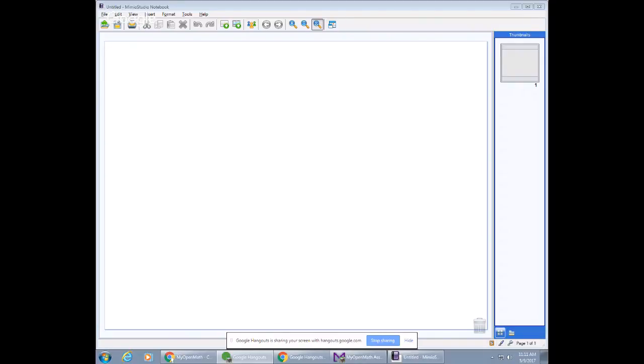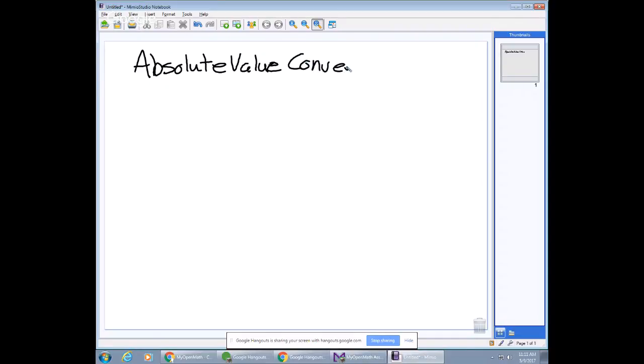Okay, so today we're going to take a look at absolute value convergence. The kind of flip side to absolute value convergence is what we call conditional convergence.